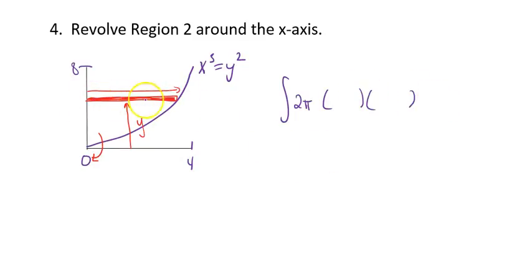Since our rectangle is horizontal, it's a dy, and so I'm going with y limits from 0 to 8. I already have figured out that my radius is a plane y. My height arrow goes from the axis into the function, so it touches the function, and I need it in terms of y, so it'll be y to the 2/3. And that is how we set up example 4.